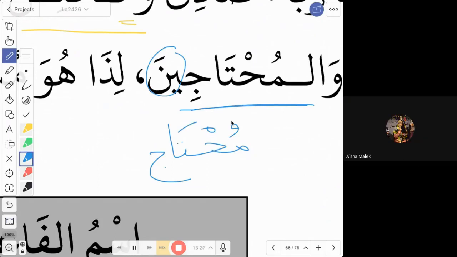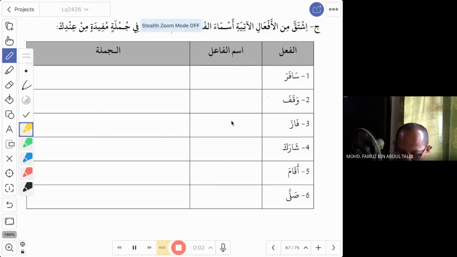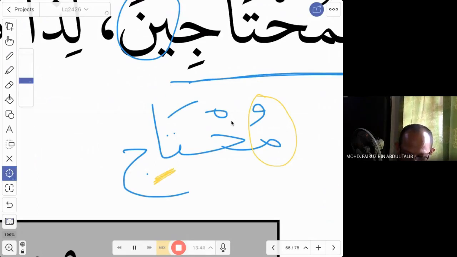Okay, but the second last letter doesn't have a kasrah. Why? First, you see this. No doubt, for the second last letter you don't see a kasrah. From our lesson, we know that you need to have a kasrah for the second last letter. But if you look at this letter, what is this letter?